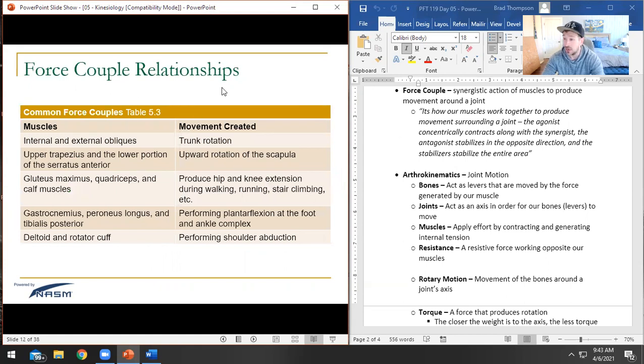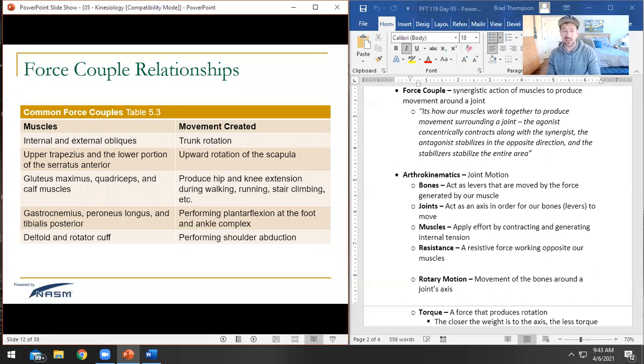We can see here are some common force couple relationships throughout the body. You've got your internal and your external obliques. Your internal obliques are going this way, your external obliques are going that way. So they create a sort of cross. This one pulls this way and this one pulls this way, and that creates nice stability in your trunk. That way, when you're rotating, you're not going to just move one of your discs out of place.